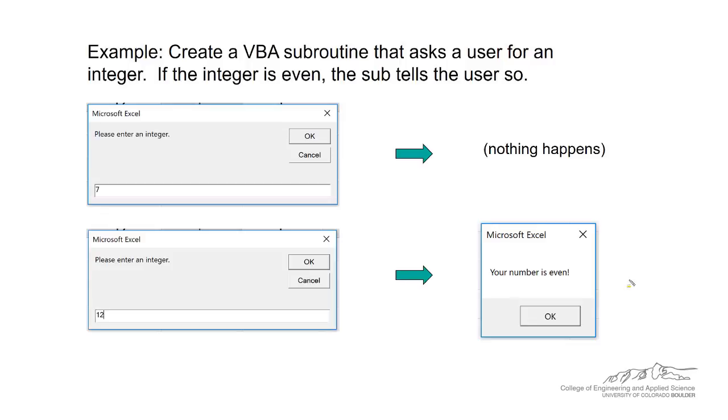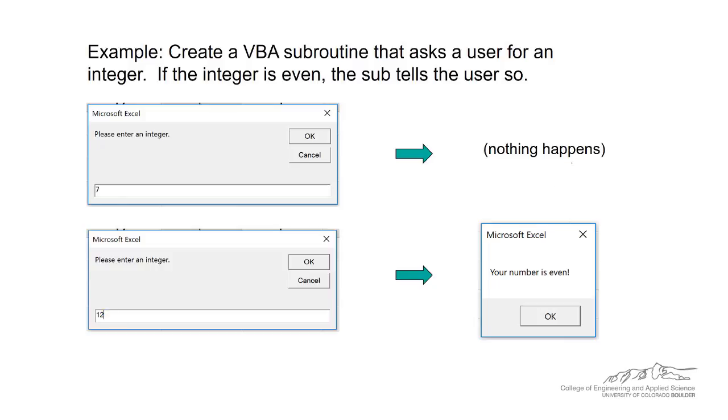So let's work through 2 short examples. We have an example here. We want to create a VBA subroutine that asks a user for an integer. If the integer is even, the sub tells the user so. So this is an input box. In this first example, the user inputs a 7, which obviously is not divisible by 2. It is not even, so nothing happens. If the user inputs an even number, in the second example of 12, then a message box is going to tell them that their number is even.